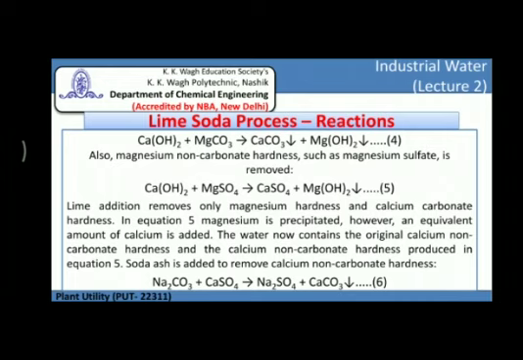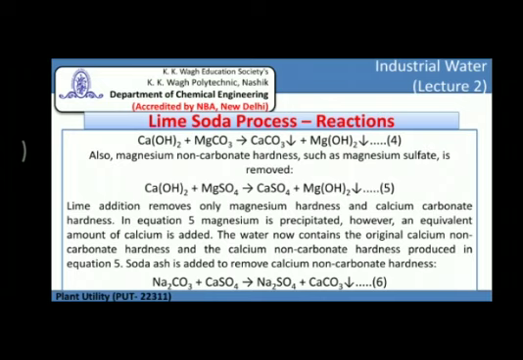Lime addition removes only magnesium hardness and calcium carbonate hardness. In equation 5, we can see magnesium is precipitated, however, an equivalent amount of calcium is added. The water now contains the original calcium non-carbonate hardness and the calcium non-carbonate hardness produced in equation 5. Soda ash is added to remove this calcium non-carbonate hardness.